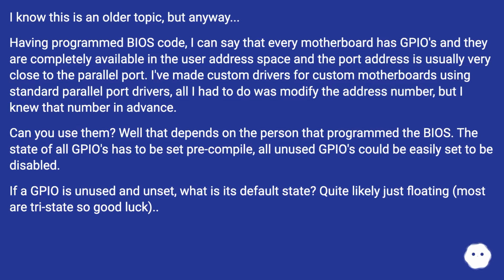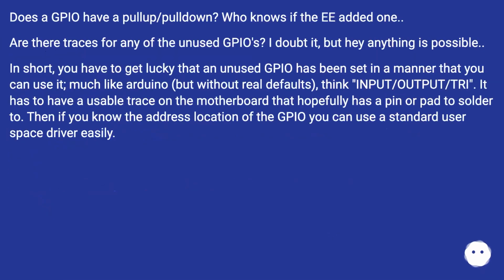If a GPIO is unused and unset, what is its default state? Quite likely just floating, or most are tri-state, so good luck. Does a GPIO have a pull-up or pull-down? Who knows if the EE added one? Are there traces for any of the unused GPIOs? I doubt it, but hey, anything is possible.